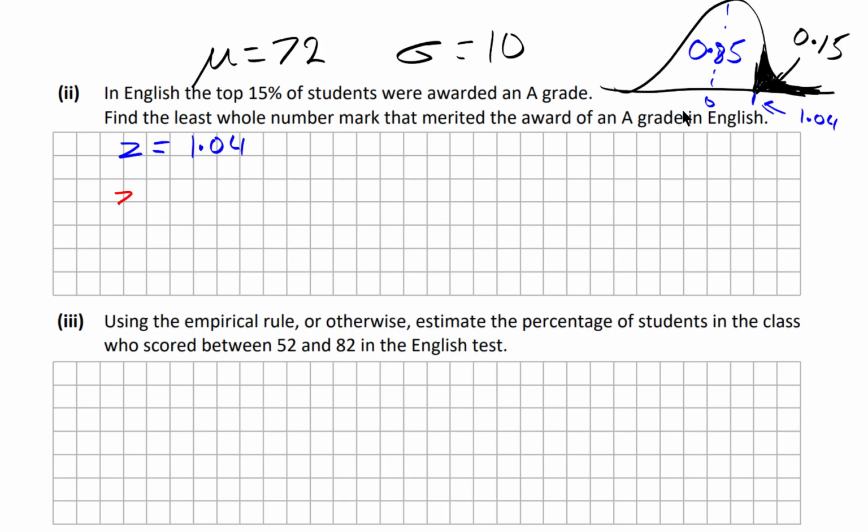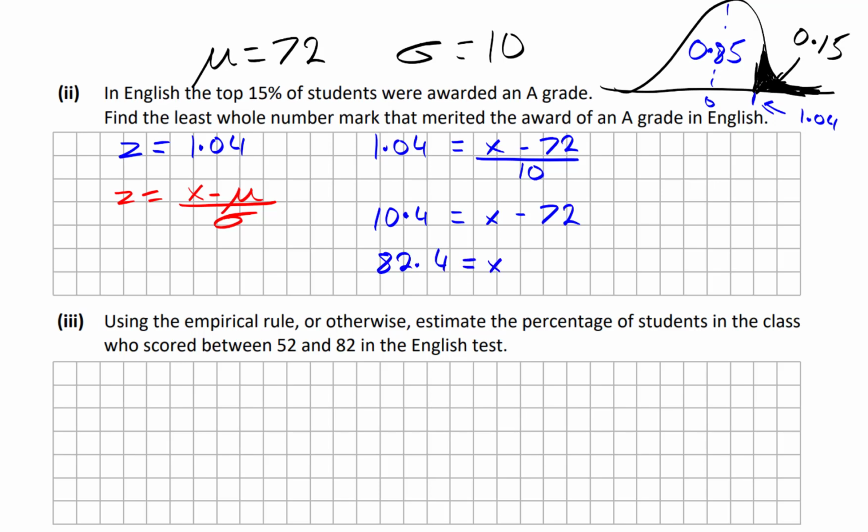Then we use our formula, Z equals X minus mu over sigma, to calculate X. We know Z, we know mu, we know sigma. So 1.04 equals X minus 72 over 10. Multiply both sides by 10, so 10.4 equals X minus 72. So 82.4 is equal to X.